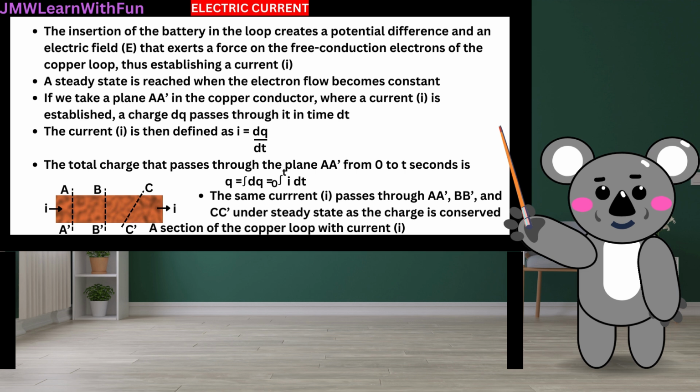The current, I, is then defined as I equal to dq by dt. The total charge that passes through the plane, A prime, from 0 to t seconds is q, equal to the integration of dq, equal to the integration from 0 to t of I dt. The figure shows a section of the copper loop with current, I. The same current, I, passes through A prime, B prime, and C prime under steady state, as the charge is conserved.